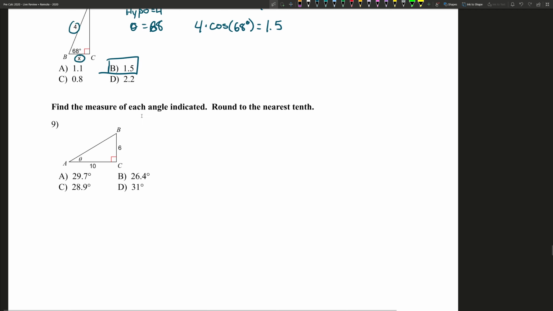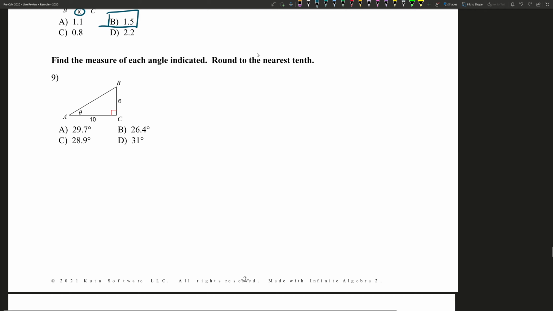Number 9, find the measure of each angle indicated, round to the nearest tenth. In this case, we are trying to find theta. We do kind of the same thing. We tell ourselves what we have and what we don't have, and we solve for the rest. We need theta. From theta, we have the adjacent side, and from theta, we have the opposite side. If we set up a trig function with opposite, adjacent, and an angle, that'd be tangent. So tangent of our angle is going to be equal to 6 over 10.